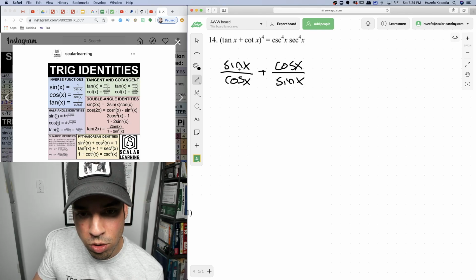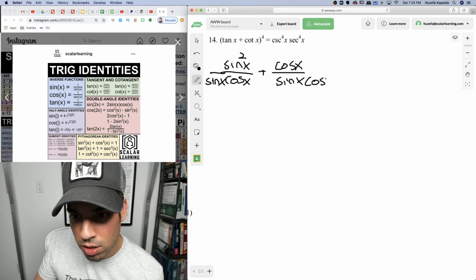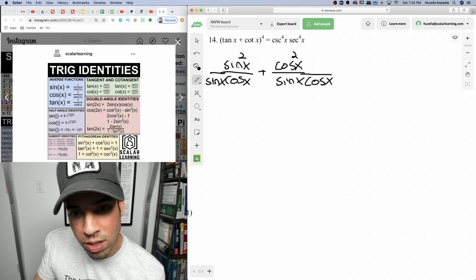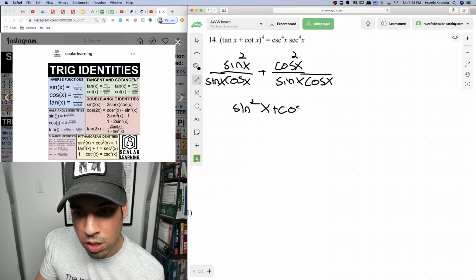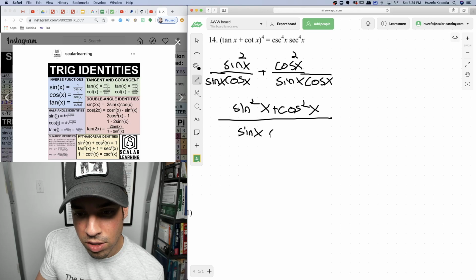I want to get them into one term, so I'm going to have a common denominator. I'm going to multiply this guy by sine over sine, which makes that sine squared, and this guy by cosine x over cosine on the top, which makes it cosine squared. Now I can consolidate this, and I got sine squared x plus cosine squared x over sine x cosine x.